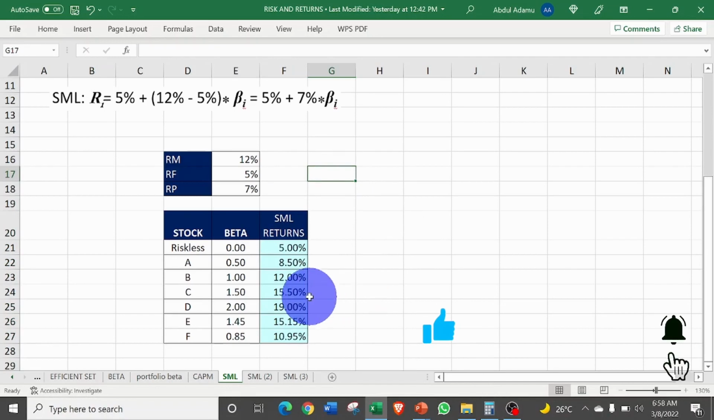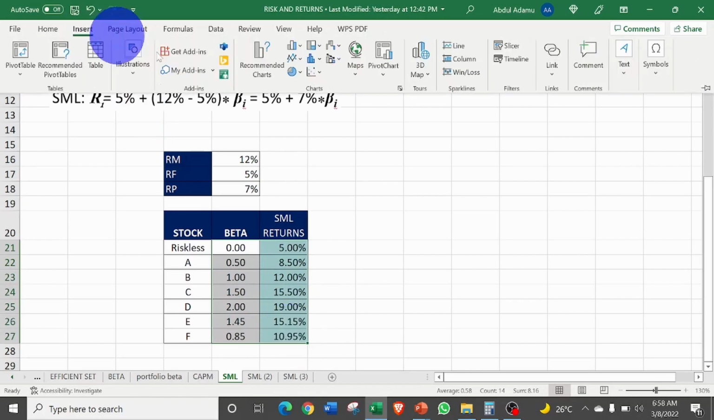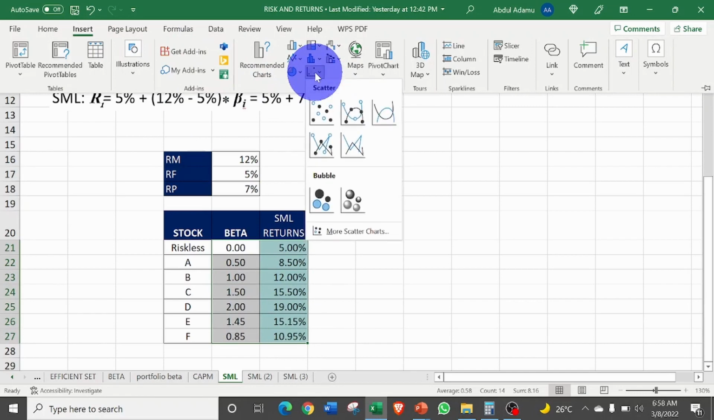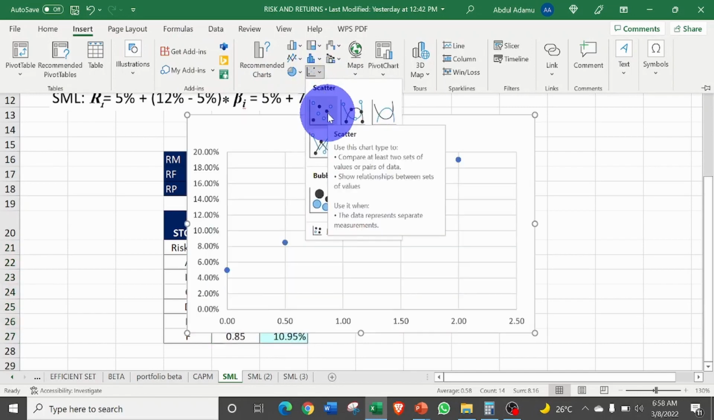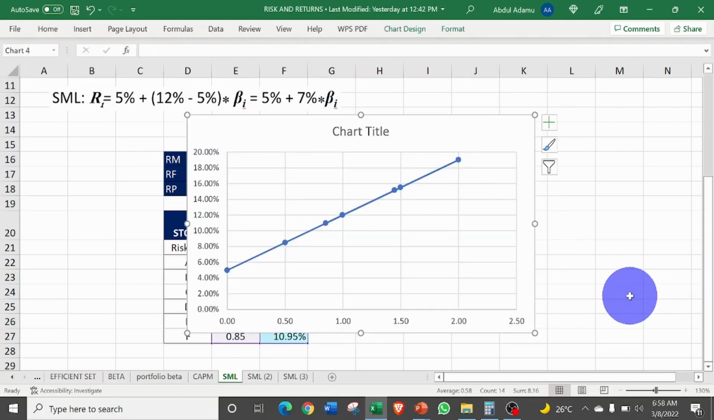Now to construct our security market line, all we do is we highlight these two columns. We go to insert, we go to XY scatter. So I'll select the one with line. So I'll select this. So you can see this is our security market line.